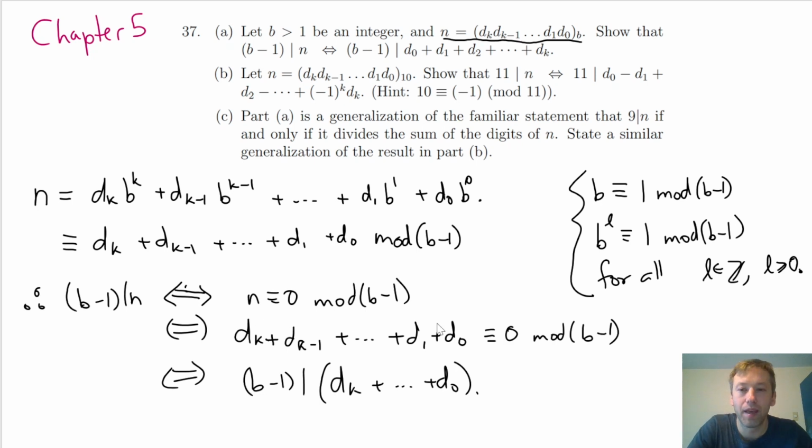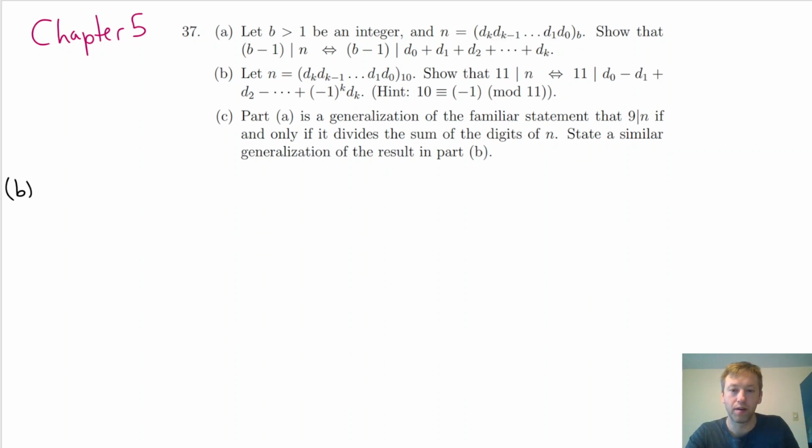Okay, good. So that does part A. And now let's think about part B. For part B, this hint is really important here. The key is that 10 is negative 1 mod 11.